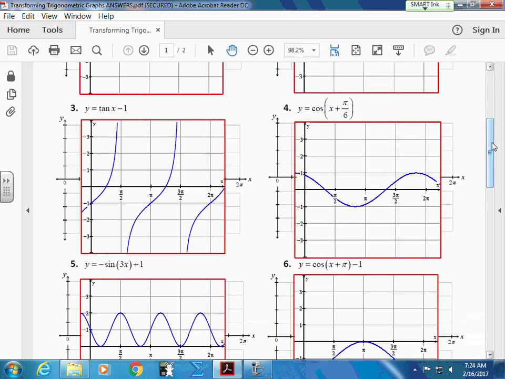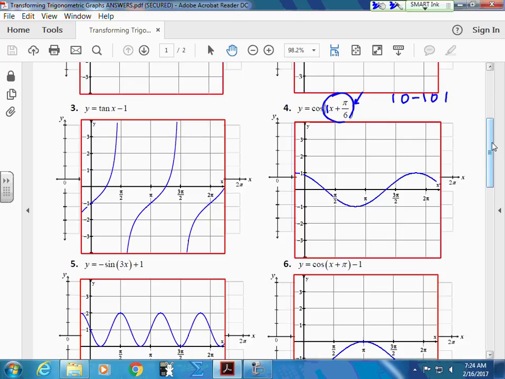4. So what's different? What changed? Pi over 6. Oh, pi over 6 is how many degrees? 30 degrees. Which direction am I going to go in? Left. What's my frequency? So I'm still this. But where's my starting point now? Negative pi over 6, negative 30.